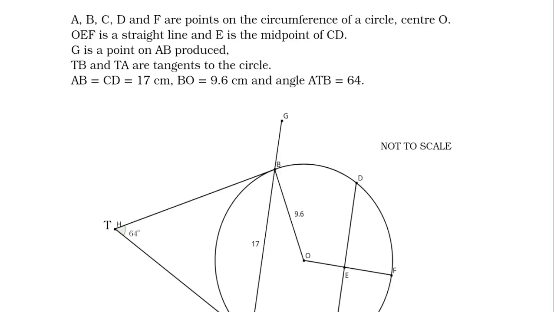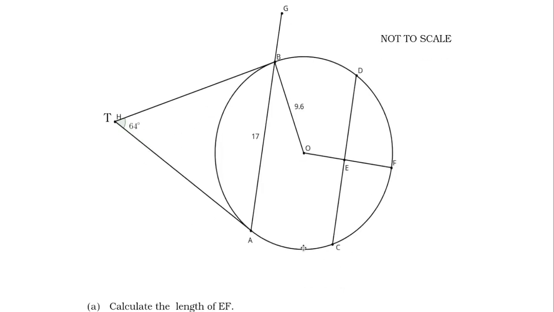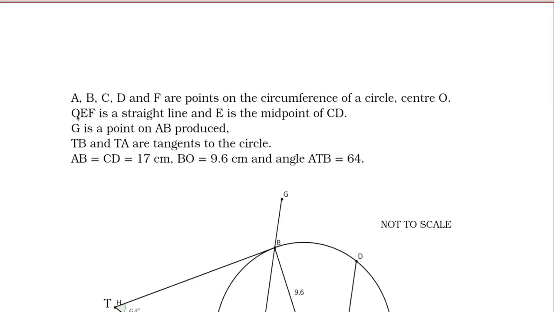Now here is a quick question on circle geometry, which says that A, B, C, D and F are points on the circumference of a circle. The center is O, as you can see on the diagram. Now OEF is a straight line and E is the midpoint of CD.